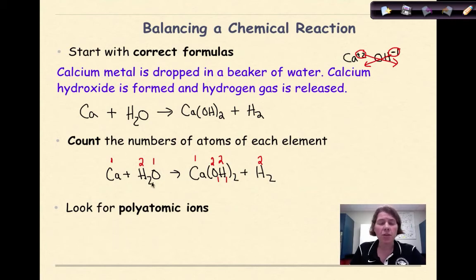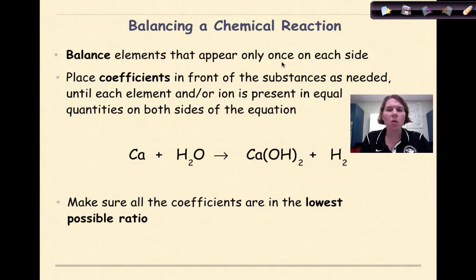The next thing, after I have labeled everything, I'm going to look for polyatomic ions. Now, there is a hydroxide here, but the hydroxide is not represented over on the reactant side, so I'm not really going to use that particular shortcut at this time. Balance the elements that appear only once on each side. That's a nice way to start. It doesn't always work, but that's what I typically advise my students to do. Look for the element that appears only once and start with that one. And then finally, we're going to place coefficients in front of the substances as needed until everything is balanced out.